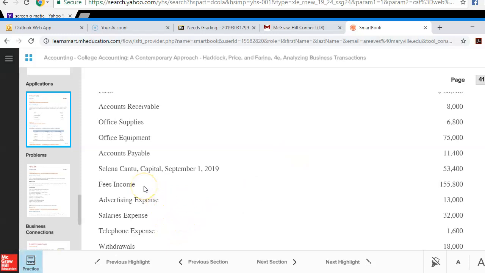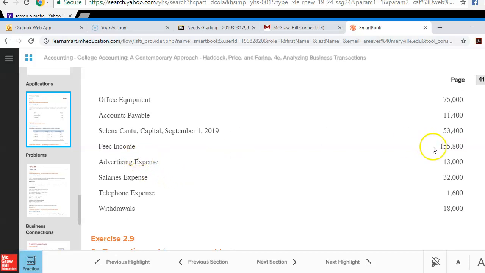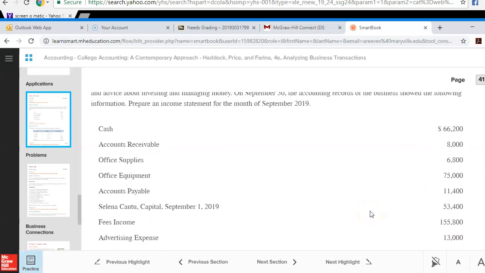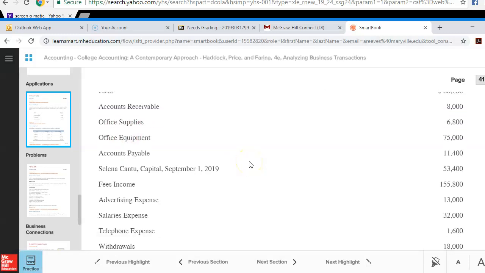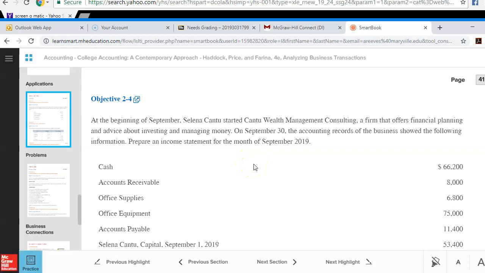So based upon that bit of information, I see that I have fees income as my revenue account, and here we have three different expense accounts. Perhaps you're saying, what about the cash, accounts receivable, and supplies? Those are all account titles, but they do not appear on the income statement. The income statement only lists revenue accounts and expenses. So let's go ahead and prepare the income statement for Cantu Wealth Management Consulting.